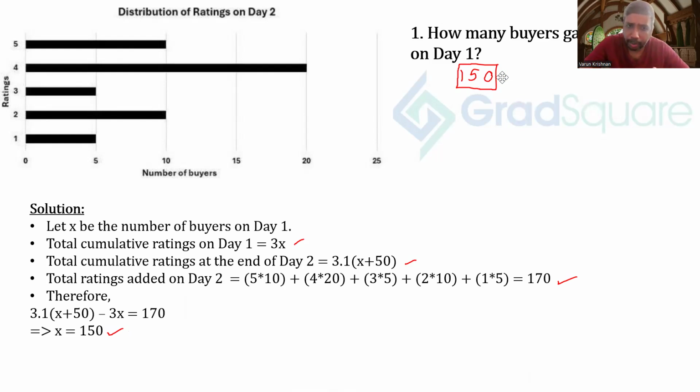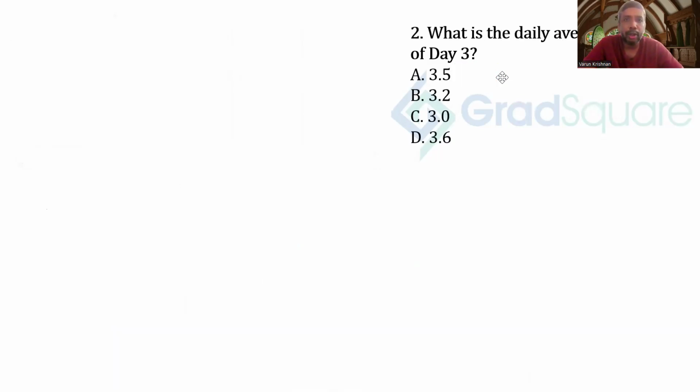Right. So it's a simple averages concept, and if we apply basic concept of arithmetic mean, we can find out the number of buyers who had come into the shop on day 1. Next, let's look at question number 2. Question number 2 says, what is the daily average rating of day 3?